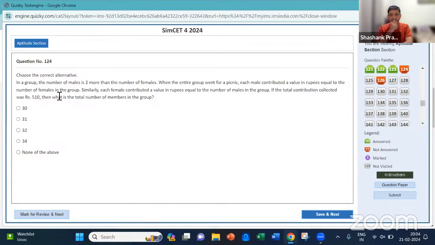Let me check once. Each male contributed, let's say there are X males and Y females. So X males contributed Y, अच्छा XY plus, oh, XY plus 2XY, right? Okay. So 2XY is 510. The product of two numbers is 255 and दो का difference होना चाहिए. 255 is 5 into 15 into 17, yeah? So 32 should be the answer. I hope I'm right. 15, 17, 255 and 225 and 32.